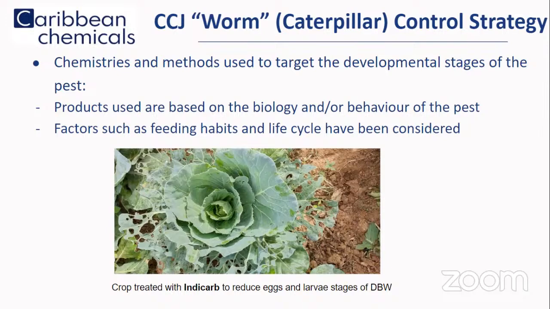So this is a picture of a cabbage where we did a demonstration, because we carry out several demonstrations of different products in different regions of the country. In this picture, we used Indicarb to reduce the egg and larvae of the diamondback moth in the field. As you can see, the outer leaf is where the damage took place. But once we come in and spray our Indicarb, we get the coverage, so we suppress the larvae and kill the egg. That's where you see the new growth, and the cabbage leaves start to recover. So that's where we come in.